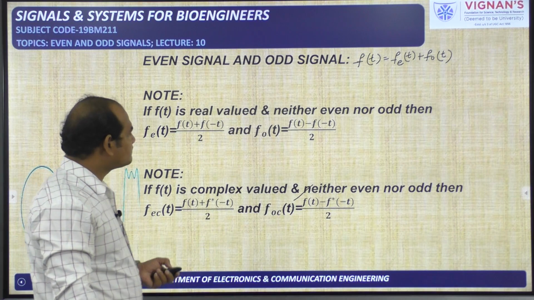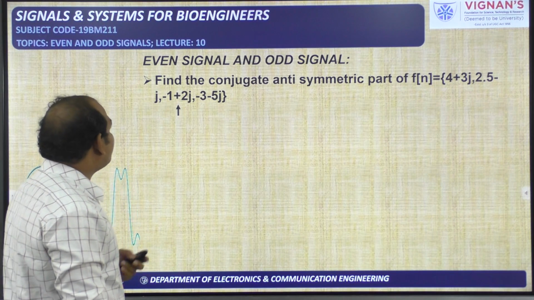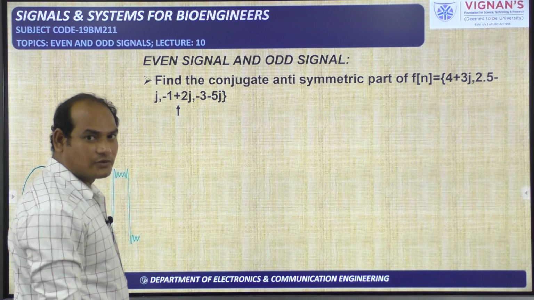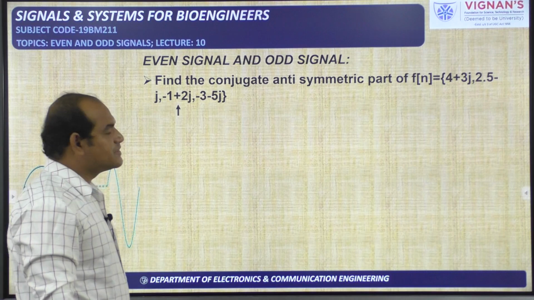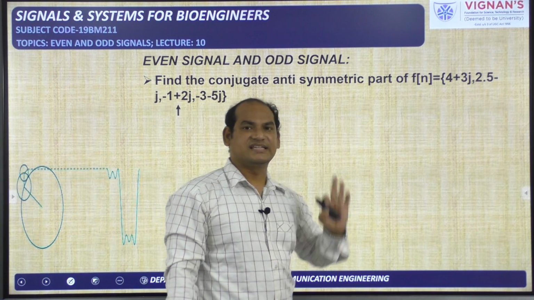Simple thing. Now there is a problem: find the conjugate antisymmetric part. Conjugate symmetric means the even part, and conjugate antisymmetric means the odd part. So we have to calculate the odd part present in this particular signal.